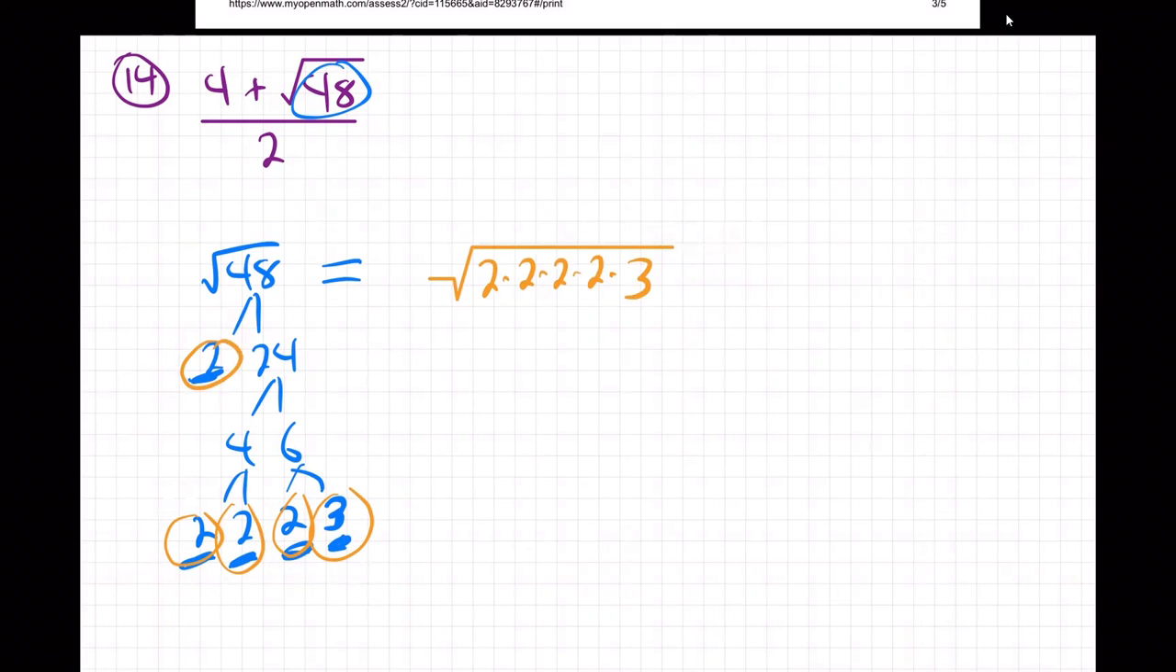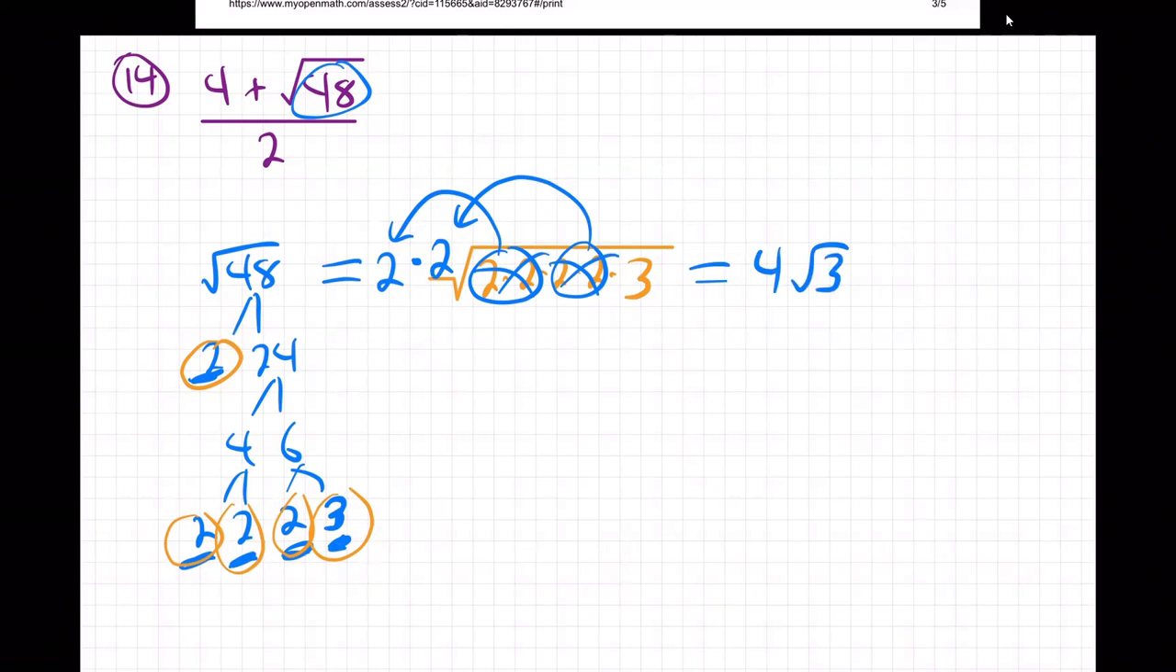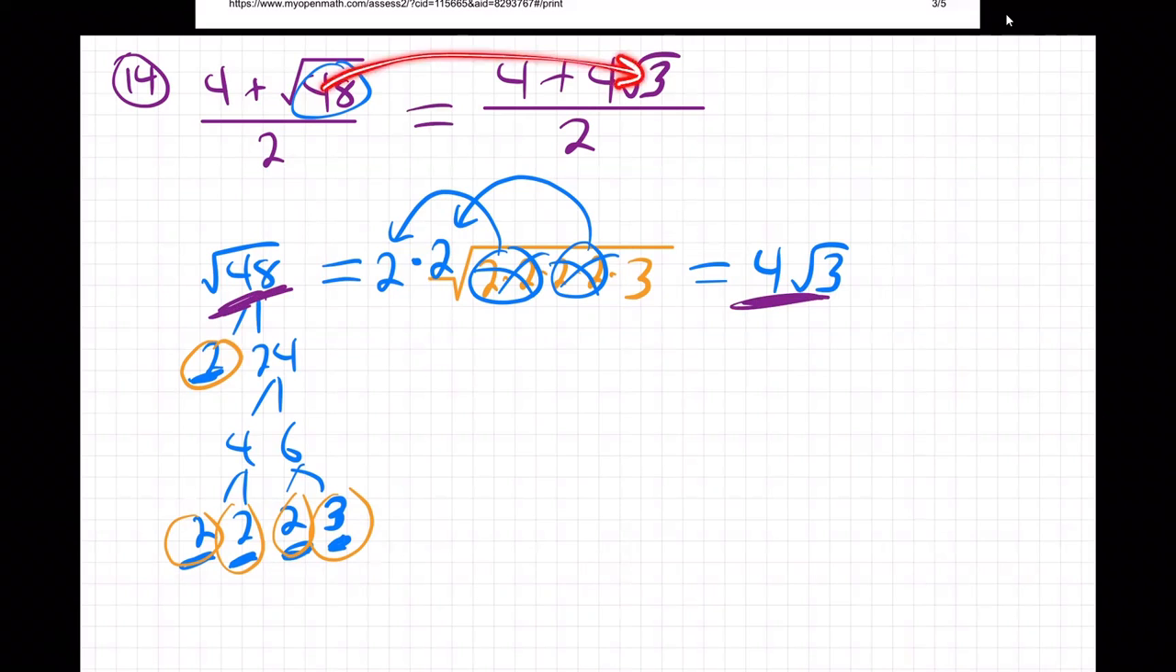Okay, and so what happens then? Remember, 2 2's in, sends 1 2 out, they're gone, 2 2's in, sends 1 2 out. They multiply on the outside just like they're multiplying on the inside. So we end up with 4 square root of 3. So getting back to this then, we have 4 plus 4 square root of 3 over 2, right? That square root of 48 has become 4 square root of 3. Right here, square root of 48 becomes 4 square root of 3.